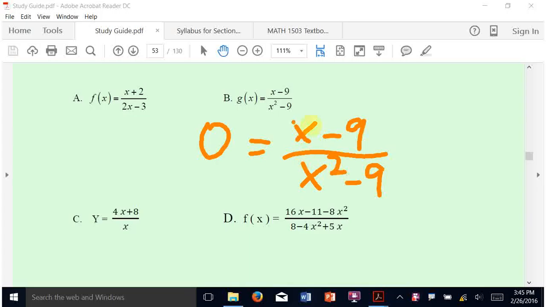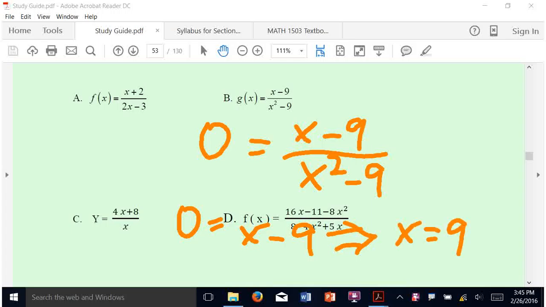And really you only need to worry about this numerator, because when you multiply x squared minus 9 on both sides, you get x squared minus 9 times 0. And anything times 0 is just going to be 0. So 0 equals x minus 9. So then x equals 9, and you have an x-intercept at 9, comma 0.